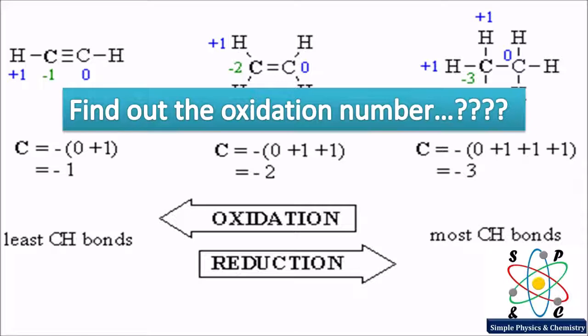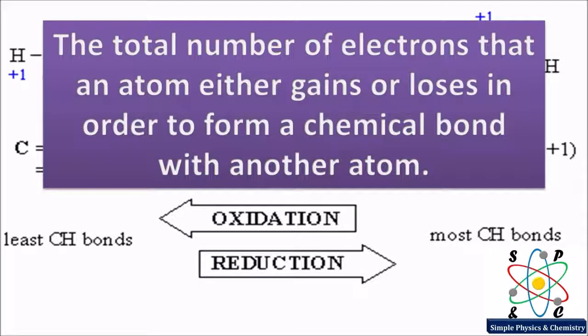To find out the oxidation number, you just need to remember a few certain things, and the first thing is the total number of electrons that an atom either gains or loses in order to form a chemical bond with another atom. So this is actually the oxidation number.